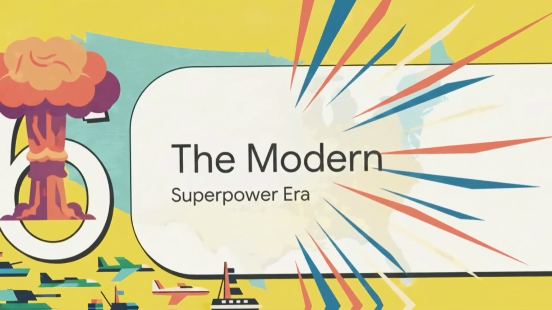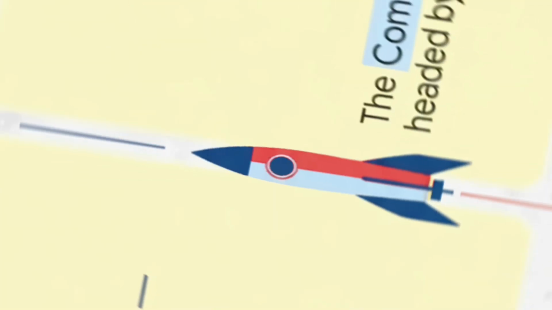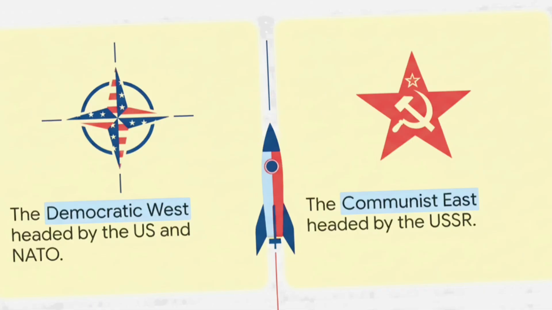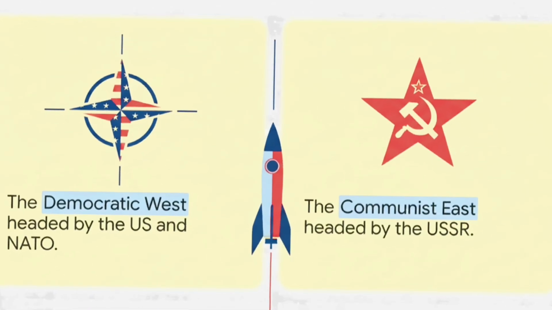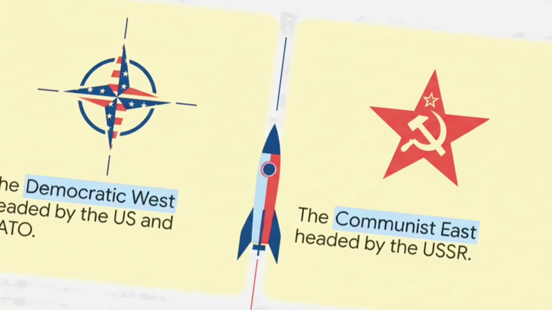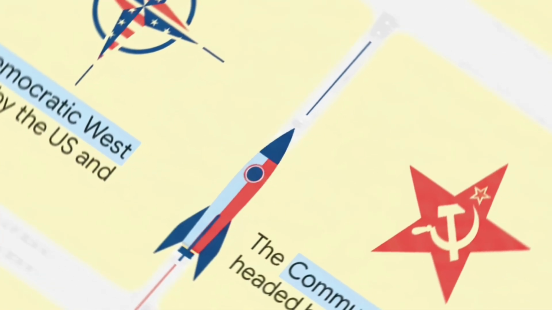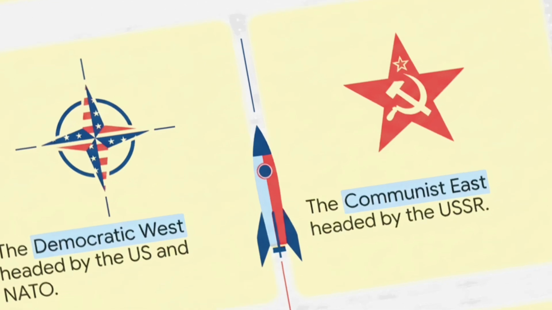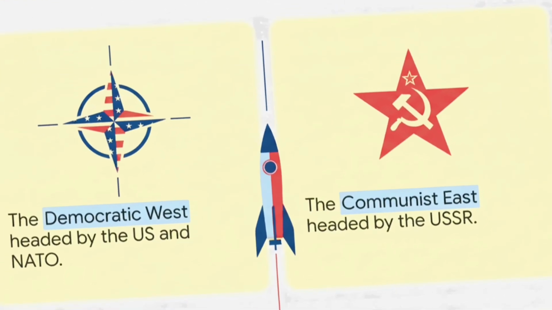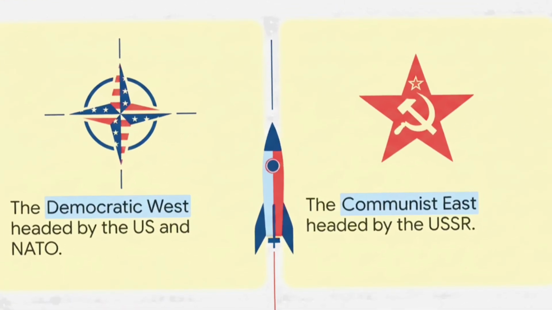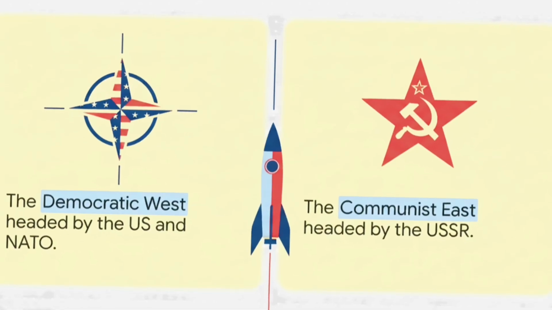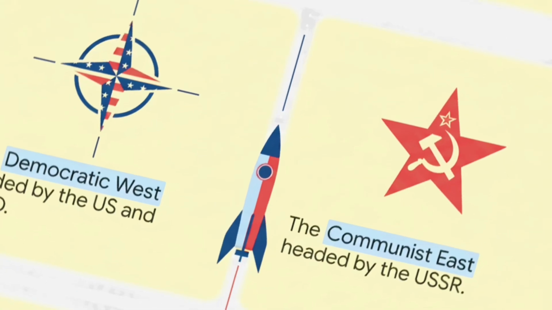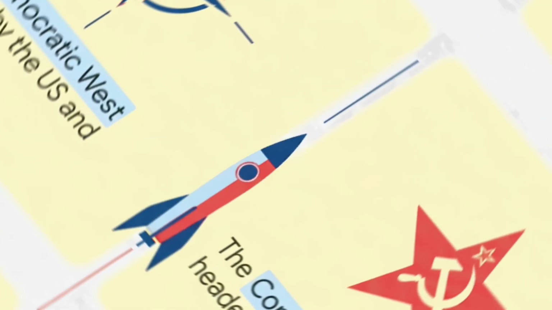Finally, Section 6, the modern superpower era. Coming out of World War II, the new global reality was defined by the tense Cold War divide. On one side, you had the democratic West, headed by the United States and backed by NATO. On the other, the communist East, headed by the USSR. What's absolutely crucial to understand here is that the struggle for global influence was no longer fought primarily with direct territorial expansion like we saw in the previous centuries. Instead, it was fought through global economics, through devastating proxy wars in places like Korea and Vietnam, and quite literally through the space race to put a man on the moon.